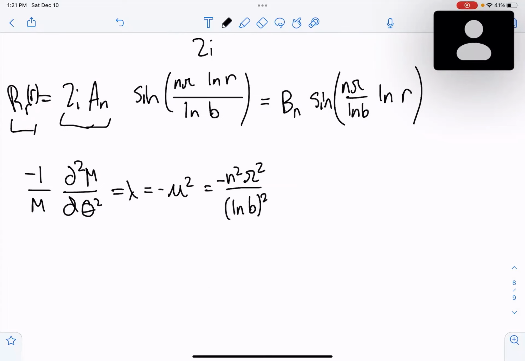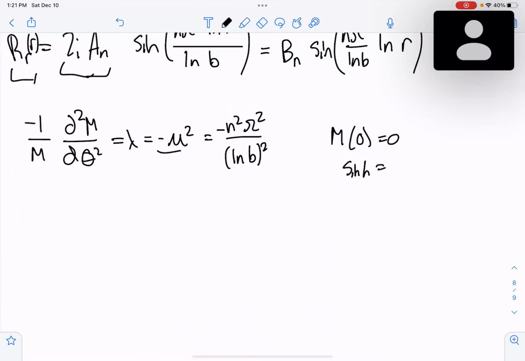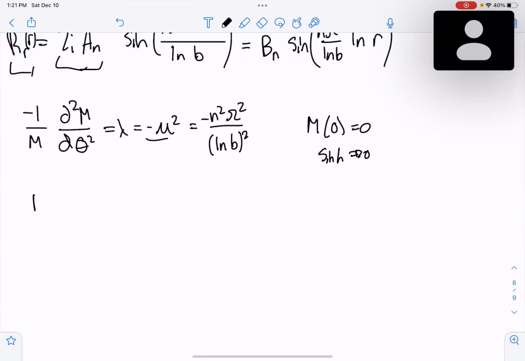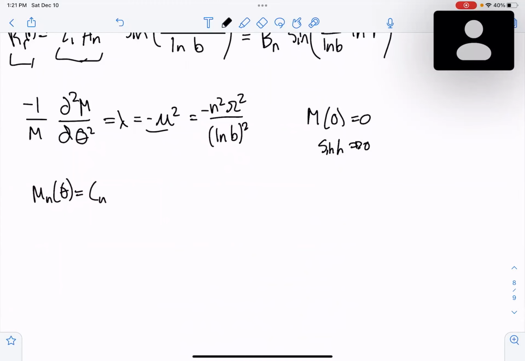of b squared. Now this looks nasty, but if you just look at this side, it's really just the same thing we've always done with sinh and cosh. Of course, we have m of 0 is equal to 0 here, so sinh is going to go to 0. And we can right away say that this is just going to be m_n of theta is equal to, let's say, some coefficient we haven't used yet, c_n, sinh of n pi over ln b times theta.